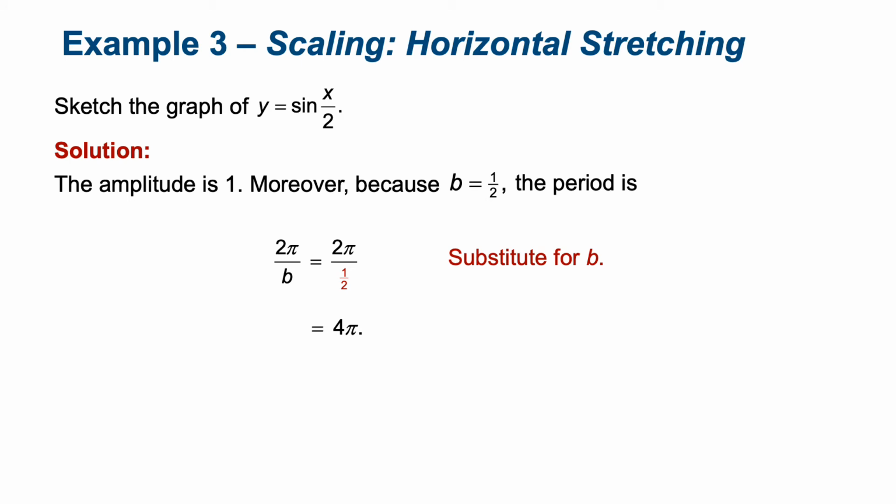Okay, so let's sketch the graph of y is equal to sine of x over 2. There's no coefficient that we see in front of sine, so we know that it's 1, right? When you don't see it, we know it's 1. So the amplitude is 1, okay? Also, b is 1/2, because b is the coefficient of x, and x divided by 2 is the same as 1/2 x. So the period is 2 pi over b, which is 2 pi over 1/2, which ends up being 4 pi, because 2 divided by 1/2 is 4.